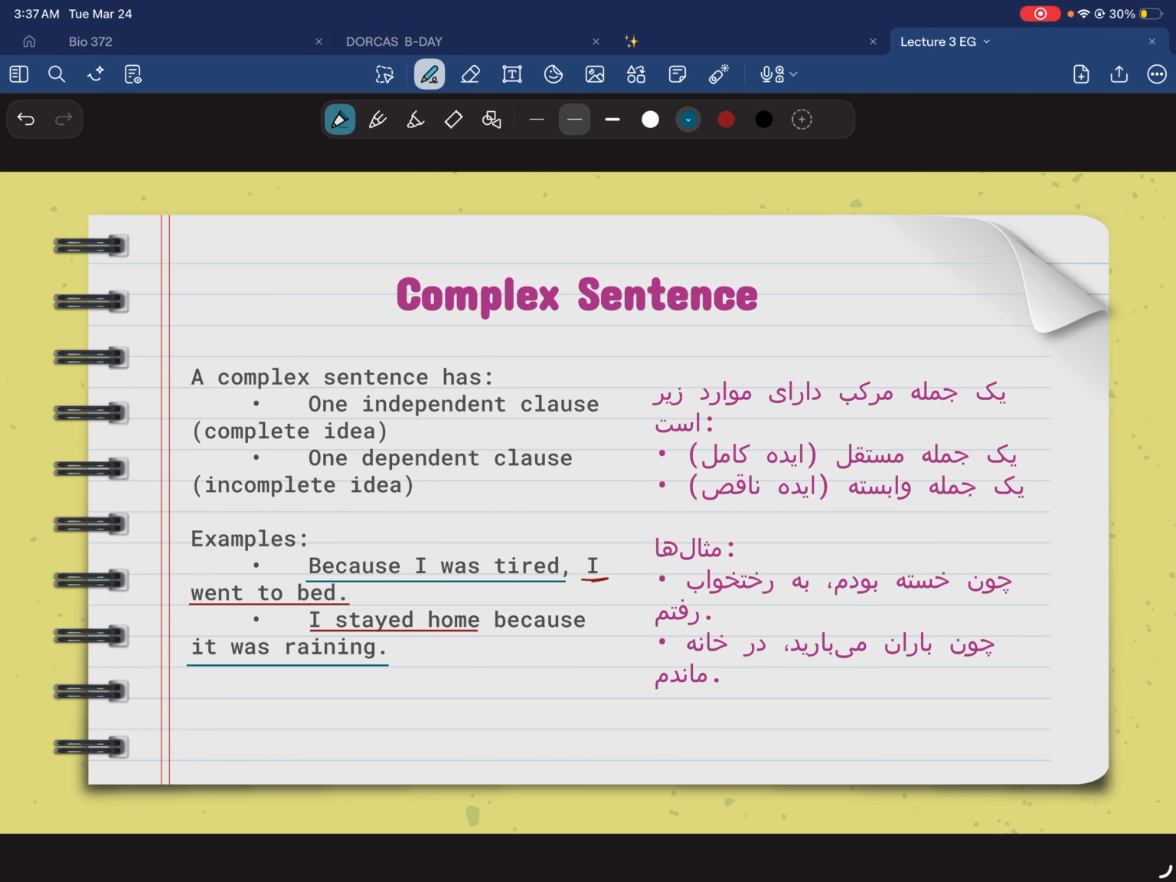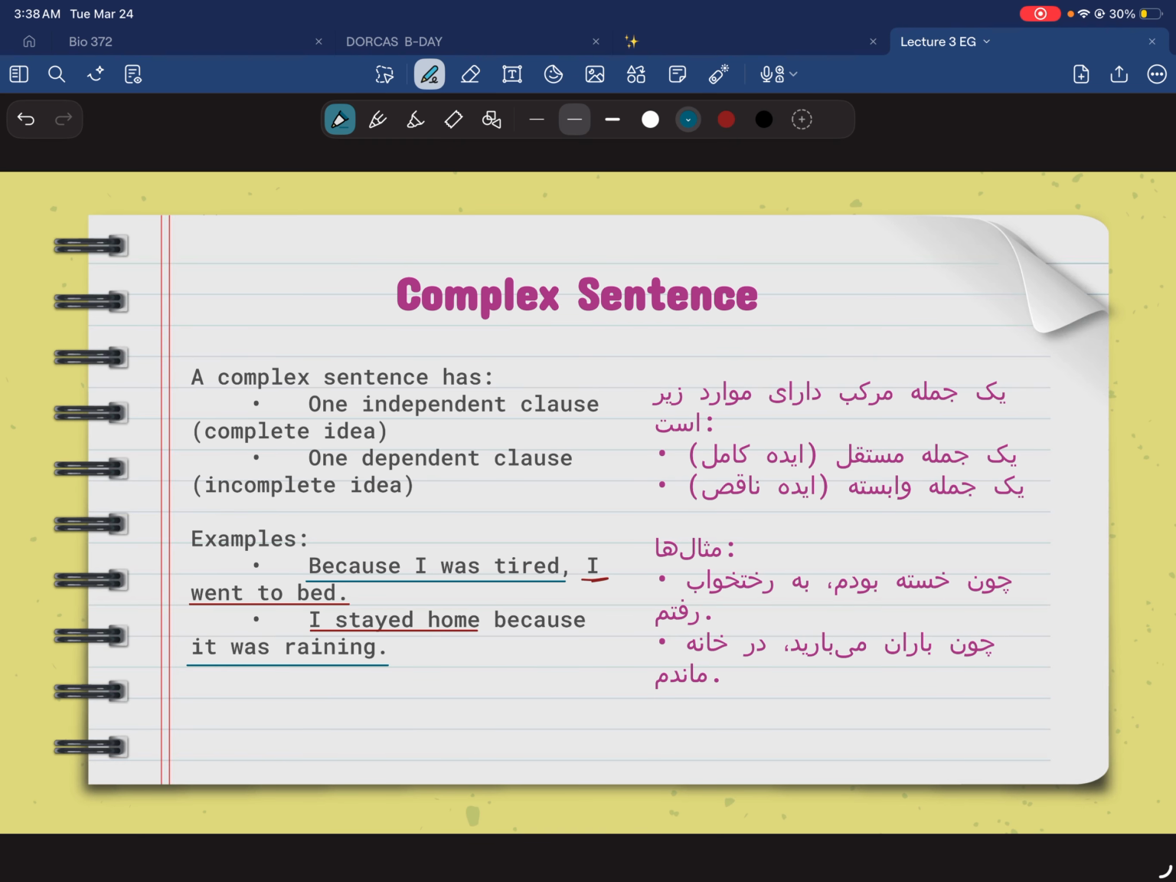So we have, because I was tired, I went to bed. So I went to bed is going to be the complete idea over here. But one that is incomplete is going to be, because I was tired. Okay, because I was tired, you did what? Like if somebody randomly said, because I was tired, you would expect for them to say more.